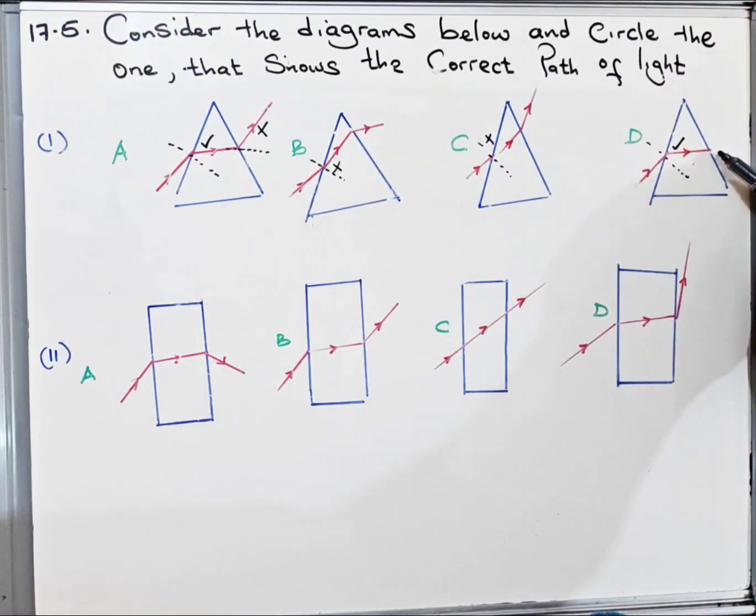Then we come to the side, where our normal is here. Now the light is coming from a more dense medium, which is glass, into air. In this case, it's supposed to bend away from the normal, and this is what it does. It's bending away from this line. If it took a path close to that line, it would be wrong. But now it's moving away, so this one is correct also. That means that the correct diagram is D.